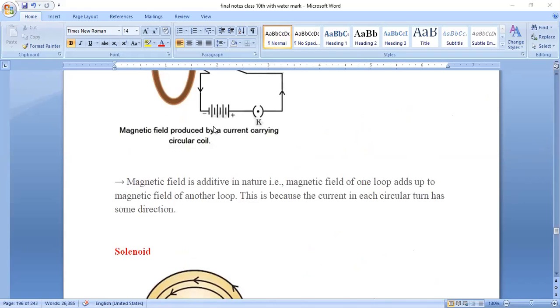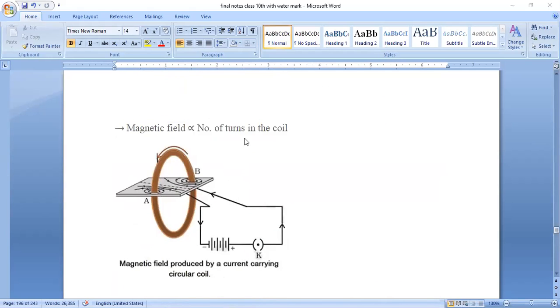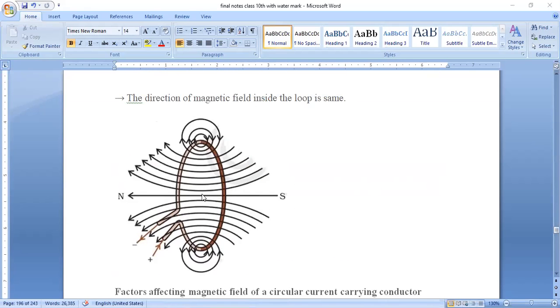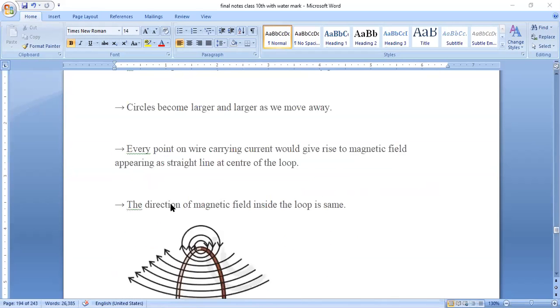So the next point is the magnetic field is additive in nature. The magnetic field of one loop adds up to the magnetic field of another loop, because the current in each circular turn has the same direction. Whenever you increase the number of turns, the magnetic fields will add, and the magnetic field will become more and more. Have you understood these concepts? First is the straight conductor. Second is the circular loop. Understood?